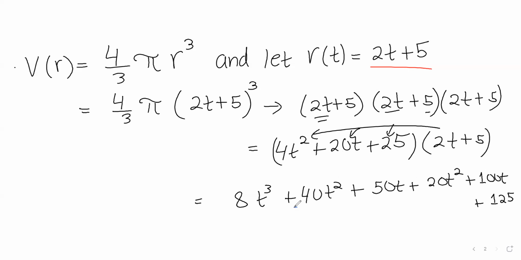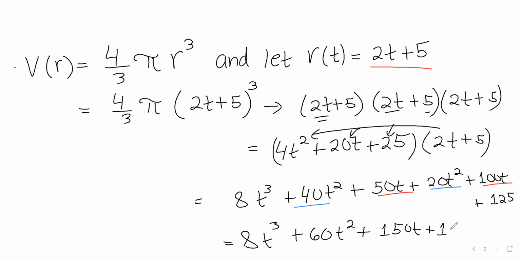Combine like terms. My squared terms, my t terms. So I could also express this as 8t cubed, 60t squared, 150t, plus my constant. And I can write that expression in place of 2t plus 5 cubed. But anyways, let's look back at the original problem.